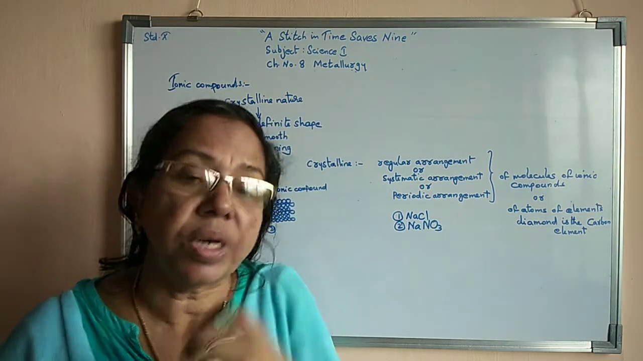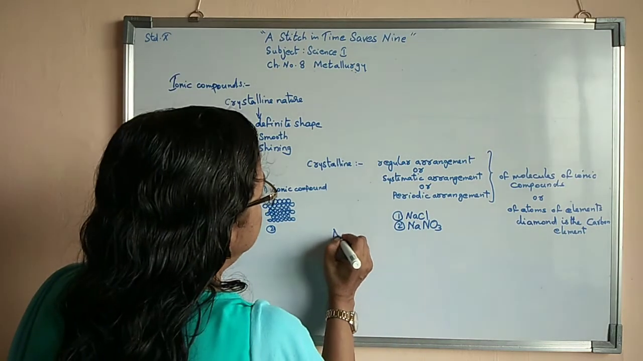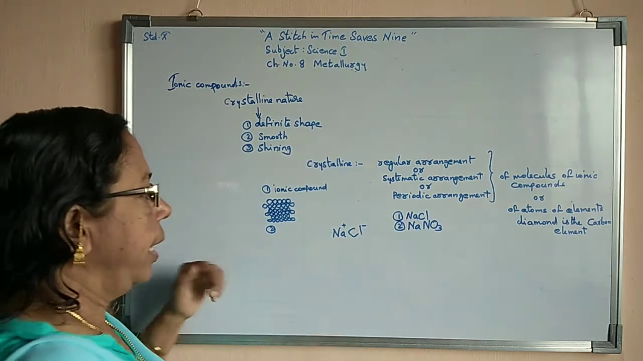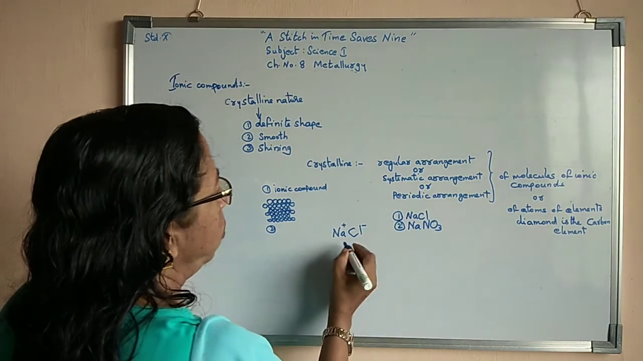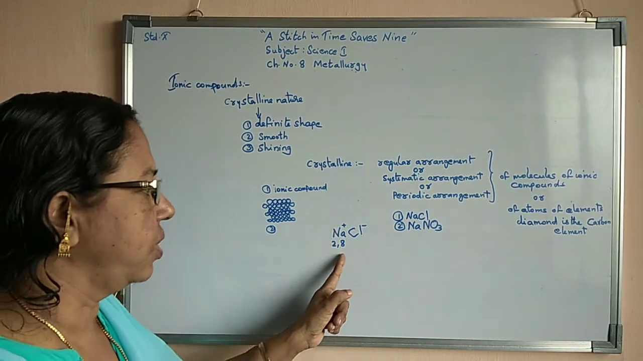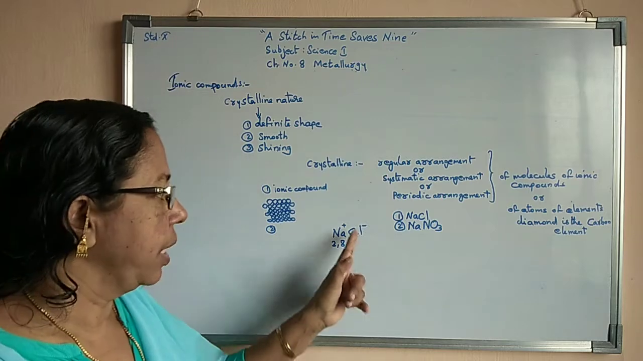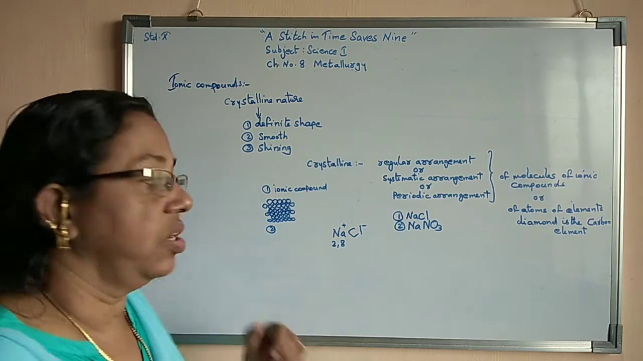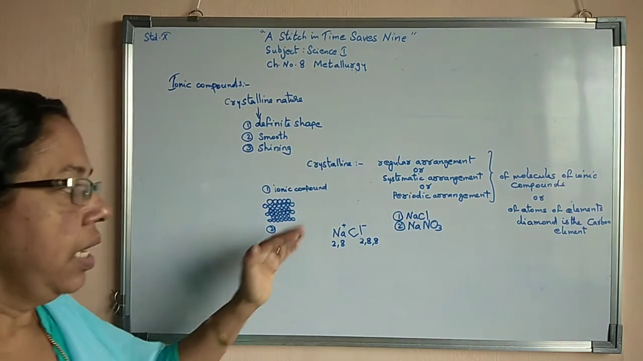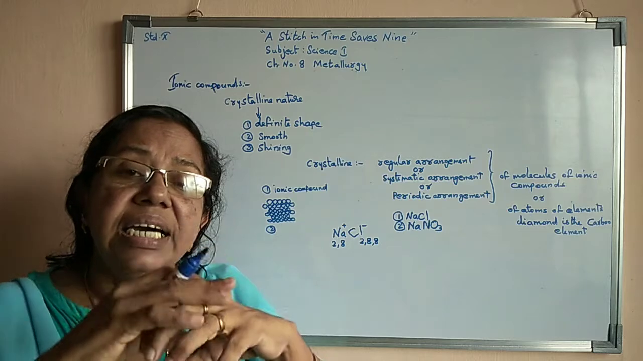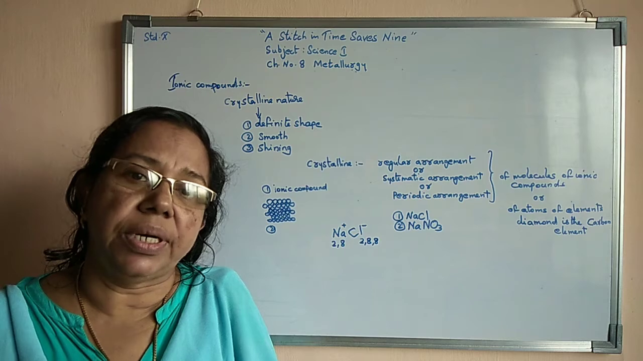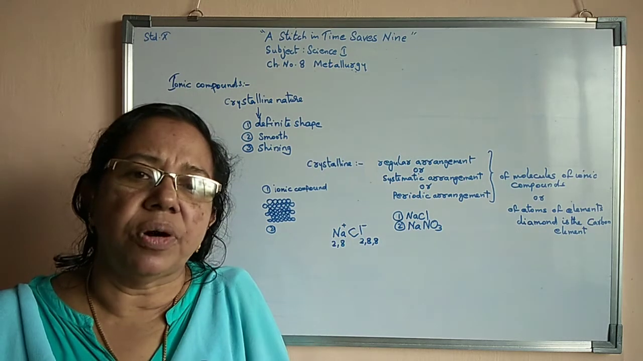If we consider sodium chloride, sodium, as I told you, its ion has electronic configuration 2,8. Chloride ion has electronic configuration 2,8,8. Now I will show you how the arrangement of sodium ion and chloride ion in the crystalline form is there.